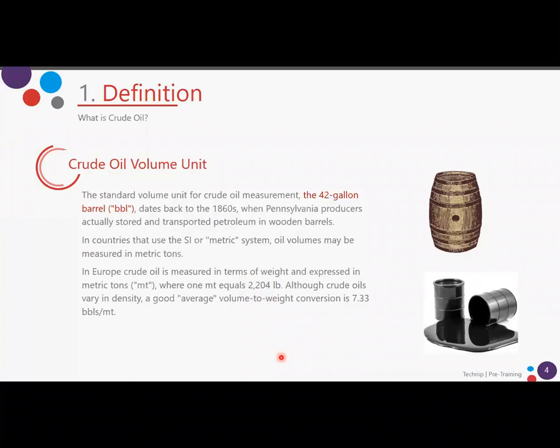The abbreviation BBL for barrel is typically thought to originate with Standard Oil, the first oil giant producer in the US, because they used blue barrels to store and transport oil. That's why the BBL abbreviation is used for barrel of crude oil, 42 gallons.